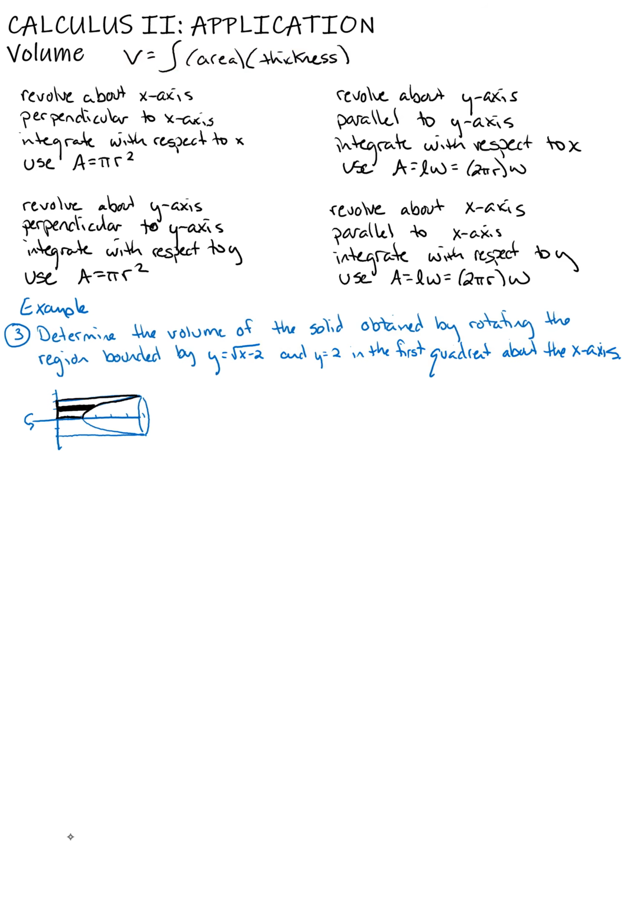I've gone ahead and graphed that here. You can see y equal to the square root of x minus 2 is this line right there. Y equal to 2 is this line up here. And being in the first quadrant means it's also bounded by the x-axis and the y-axis.